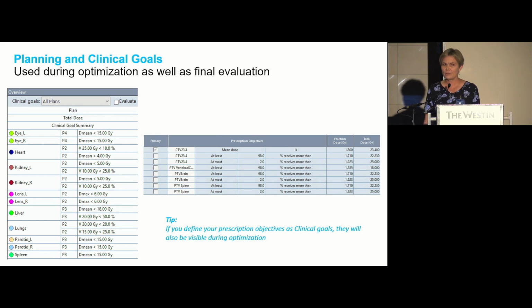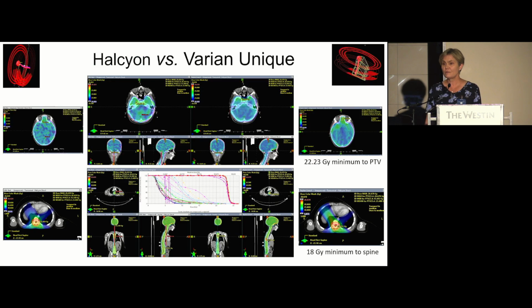But everyone who knows me knows I'm not a traffic light kind of person, so the final evaluation is not on the clinical goals only, but on the actual dose distributions. And here you can see the comparison on the Halcyon on the left and the Varian Unique on the right. Similar beam configurations for both, with the posterior beams for the spine area and then the full arcs for the brain. But obviously on the Unique, you can rotate the collimator and get a longer field.